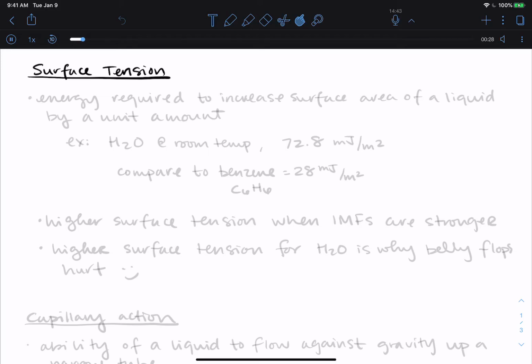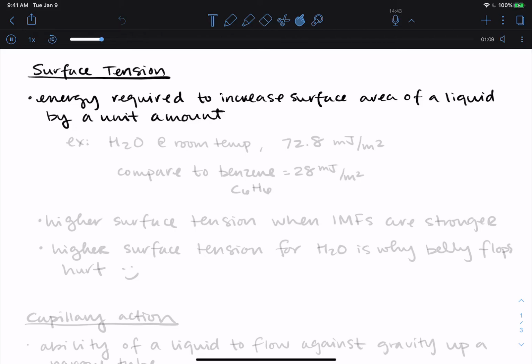If you're not familiar with it from the name, you're probably familiar with it from what I'll describe a little bit later. So, by definition, surface tension is the energy required to increase the surface area of a liquid by a unit amount. Okay, well, that's not very helpful. I'm going to give you an example value.